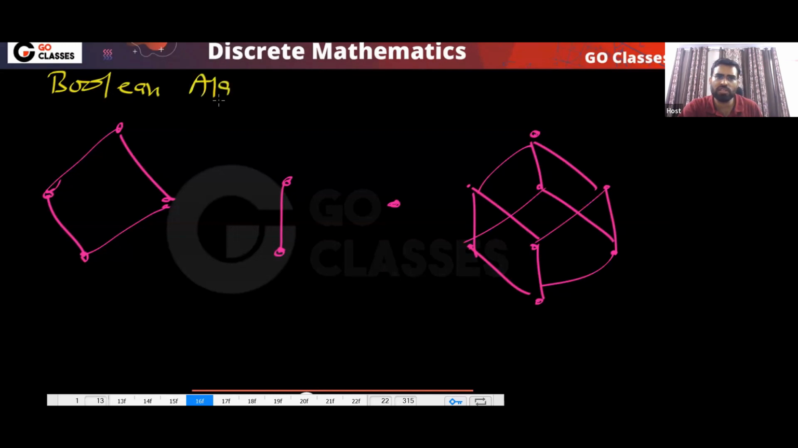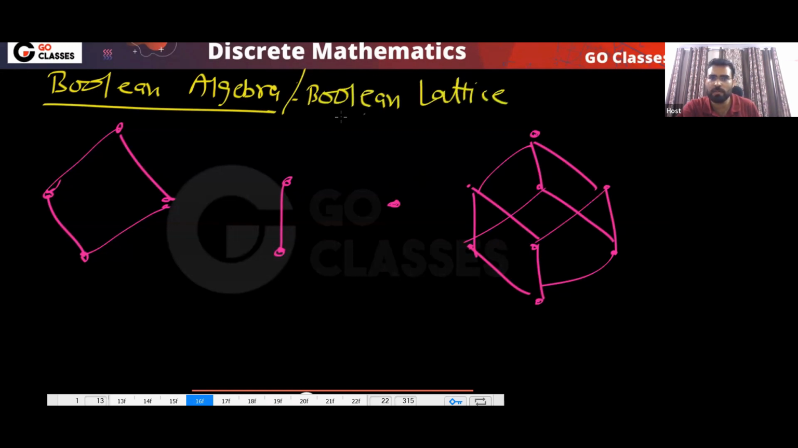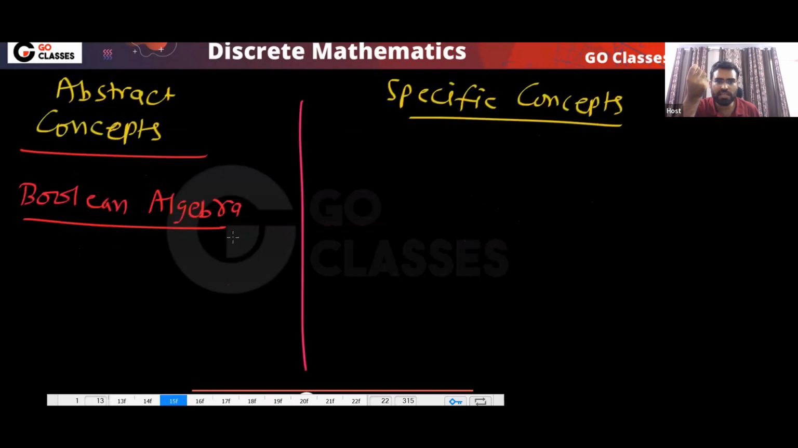This Boolean algebra concept you will study in set theory. If you did not study set theory, don't worry about it. This Boolean algebra means Boolean lattice. This Boolean lattice is an abstract concept, right? Another name of Boolean algebra is Boolean lattice.